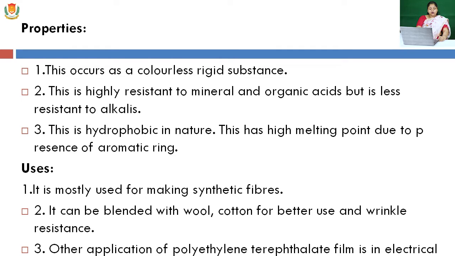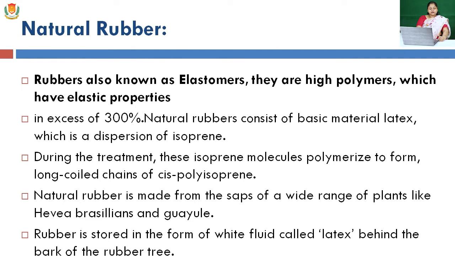The main use of these polymers is mostly in making synthetic fiber. It can be blended with wool or cotton for better use, and it is also used to prepare wrinkle free clothes. The other application of polyethylene terephthalate film is in electrical screens.